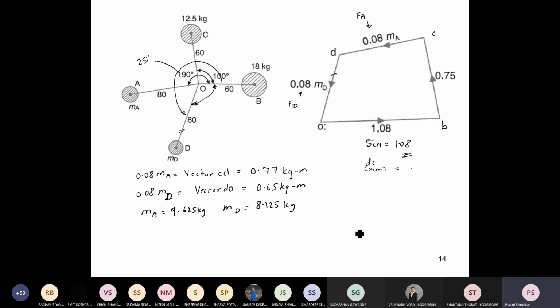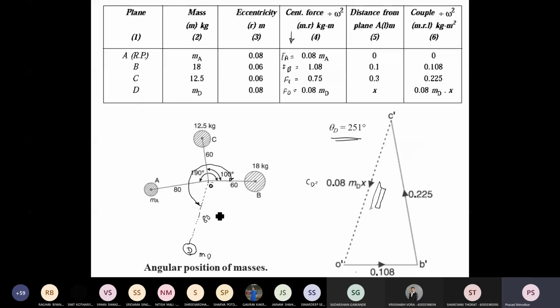Alright, so we are almost out of time. So let me just complete. Now, one more thing is remaining, which is that you have to find the distance of D from A, right? So, if you see your couple polygon, CD is 0.08 mdx. So, measure this vector.